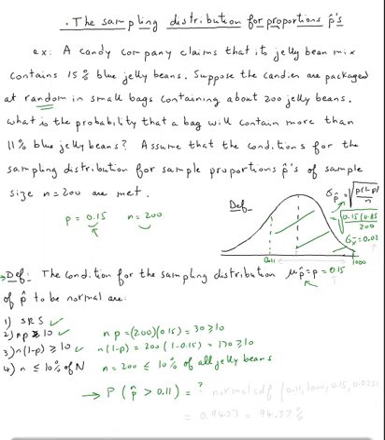Using the calculator, it would be normalcdf. We're going from 0.11 to a huge number, bigger than 4 standard deviations. In our case, 1,000 will work. So 0.11 to 1,000, and then the mean is right here, 0.15, and the standard deviation is 0.0252. Use your calculator, and you're supposed to get 0.9437, which is 94.37%. And that's it for this example.